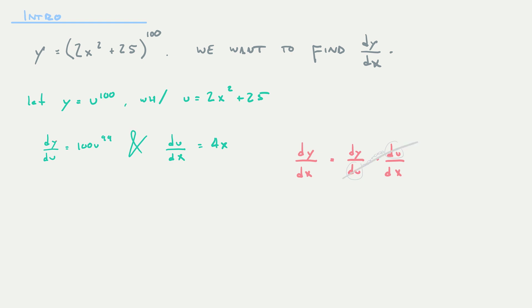And so if you multiply dy du by du dx, the du's go away. It's like a conversion factor almost, and you're just going to be left with dy over dx. So in this case, we're just going to multiply 100 u to the 99 times 4x.